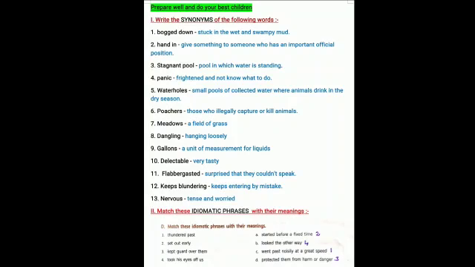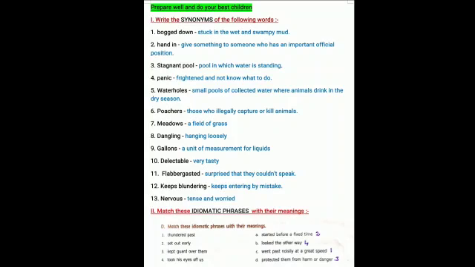Next, gallons. What does gallons mean? It is a unit of measurement for liquid. For example, liter, milliliters. These are all units of measurement, isn't it? Similarly, gallon is also a unit of measurement for liquid. Next, delectable. Delectable means very tasty. 11th, flabbergasted. Flabbergasted means so surprised that they couldn't speak.